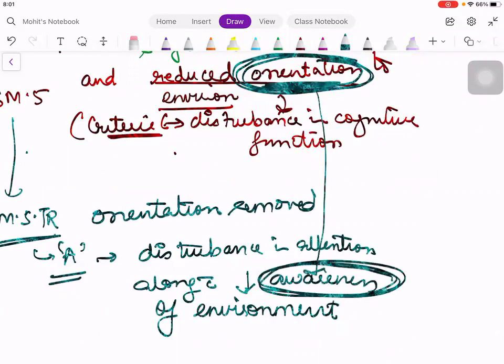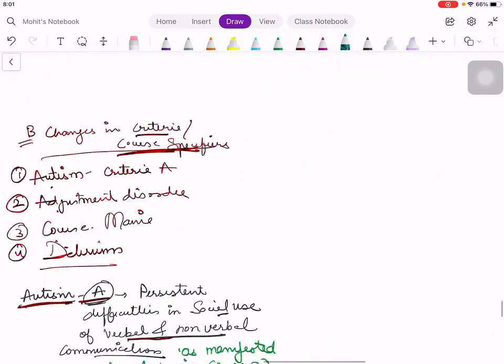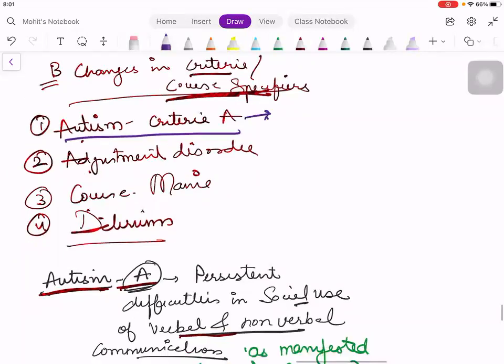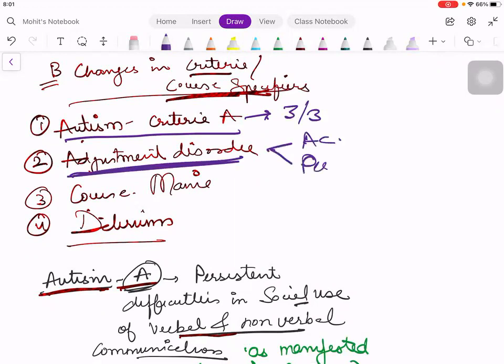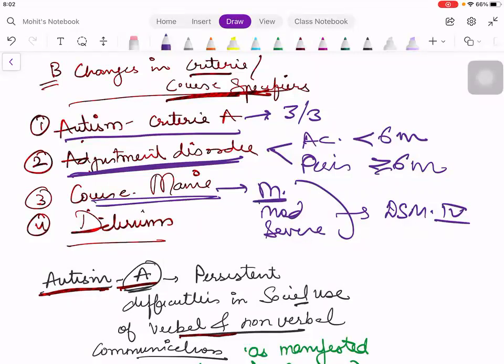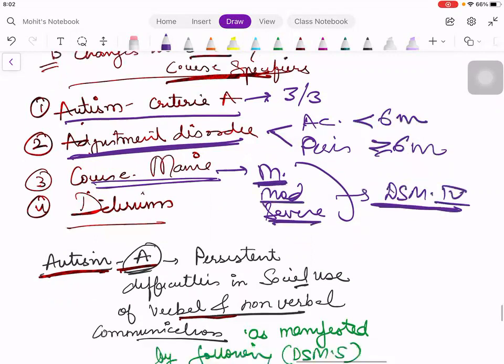Because orientation was coming in criteria C also, higher cognitive function, orientation is one of the cognitive functions. Now it has been changed to decreased awareness of the environment, right? So these are the 4 changes in the criteria or core specifiers, right? In autism criteria A, it has been told that all 3 subtypes of the criteria A should be present. In adjustment disorder, duration for acute and persistent has been described. In course specifier of mania, mild, moderate, and severe has been taken as they were in DSM-4, because minor dysfunction in mild mania was in contradiction with the criteria C of mania, which states that severe dysfunction should be there, right? So now mild, moderate, severe categories have been defined as per what was there in DSM-4.